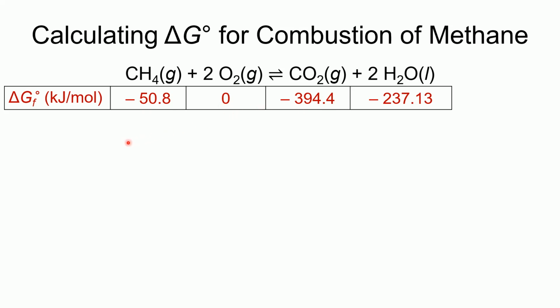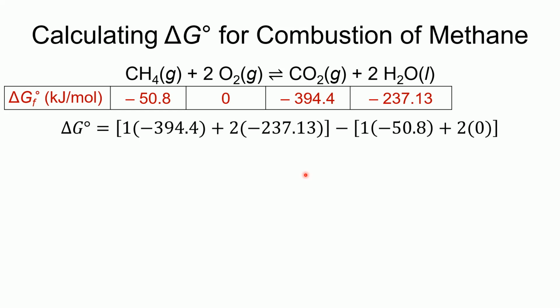I'm not going to read those numbers out right now, but to do the calculation, we'll want to do the coefficients times each of these values. We'll do products minus reactants. So here is a sample calculation. We'll do 1 mole of the carbon dioxide times negative 394.4. That's this calculation. 2 moles of water times negative 237.13 kilojoules per mole. And then for the reactants, we've got 1 mole of methane times negative 50.8 kilojoules per mole.